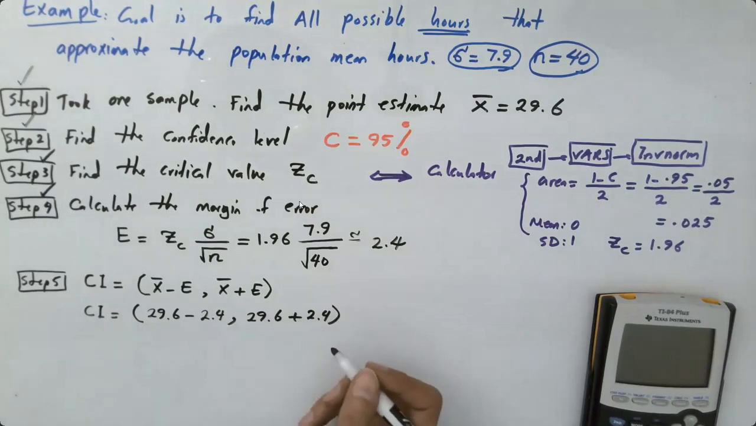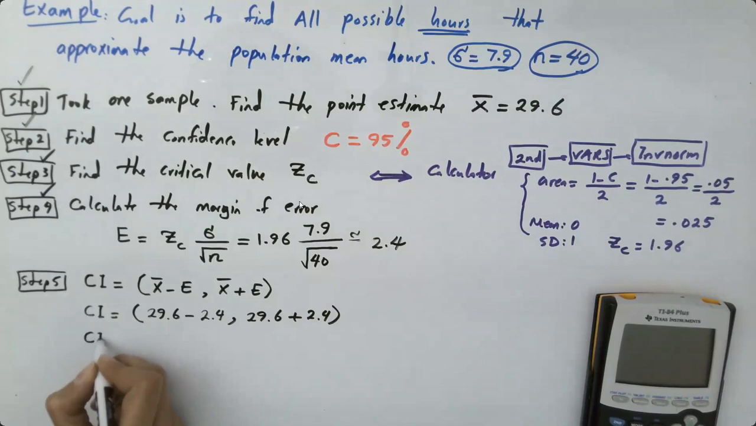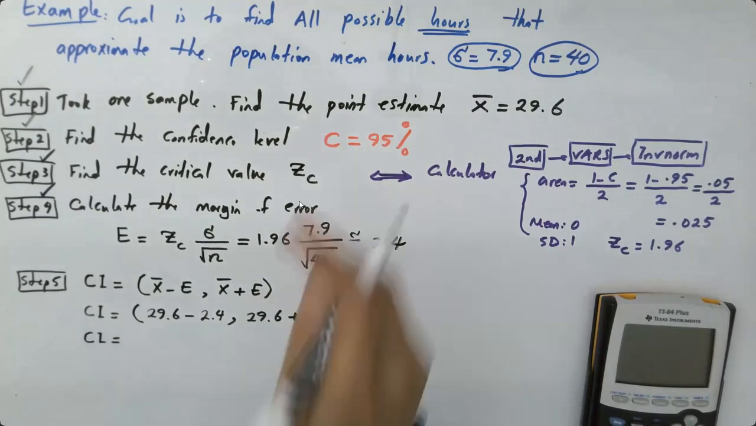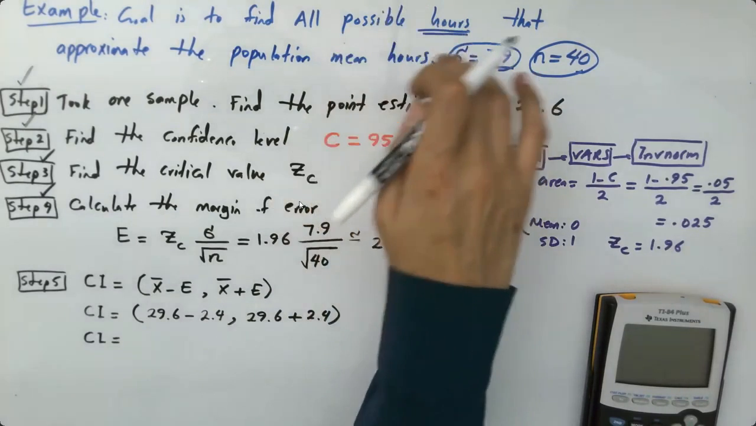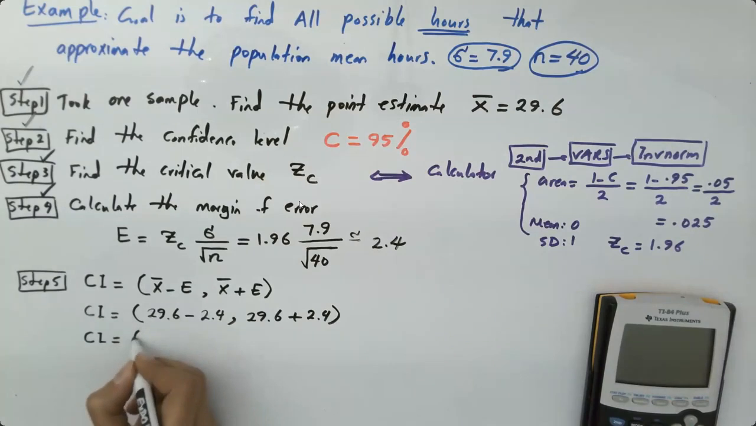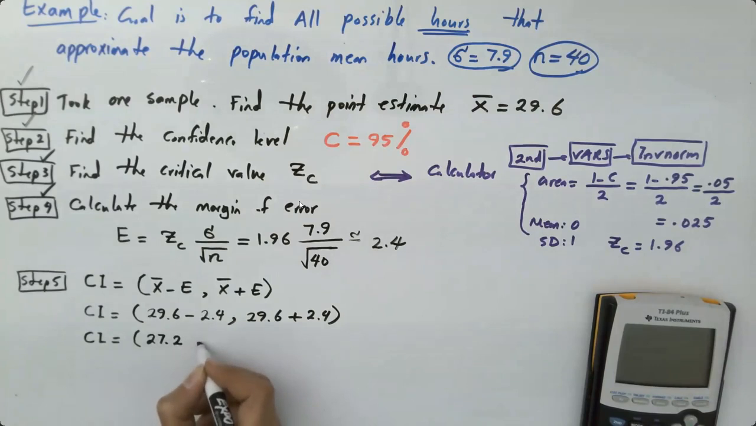So what's the meaning of that? It means that the interval, including the population mean, is the interval starting at 27.2 hours and it stops at 32 hours.